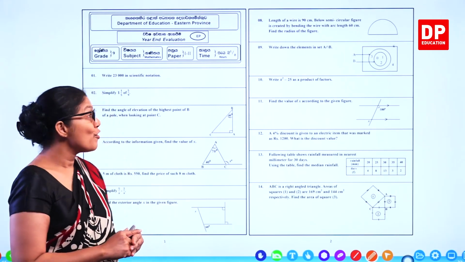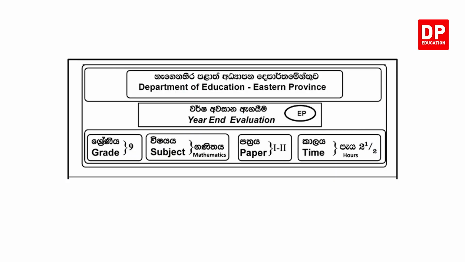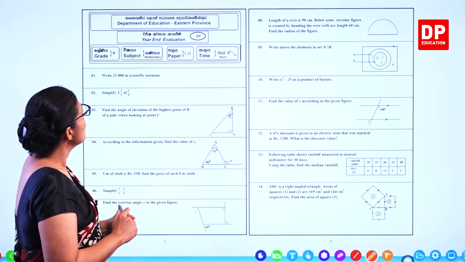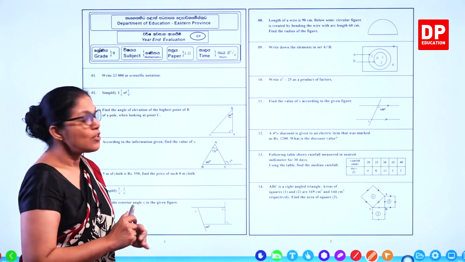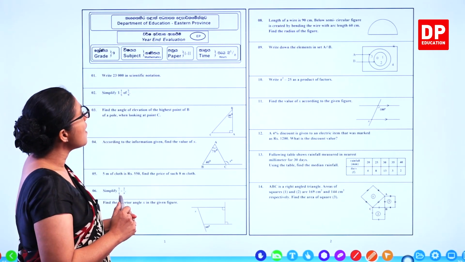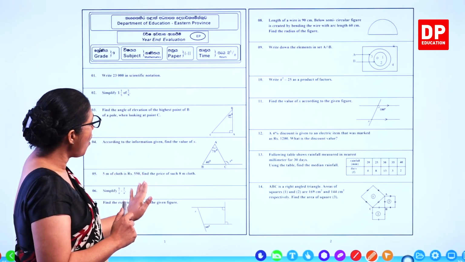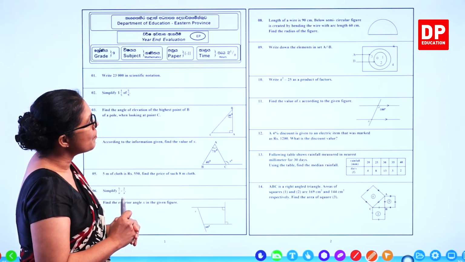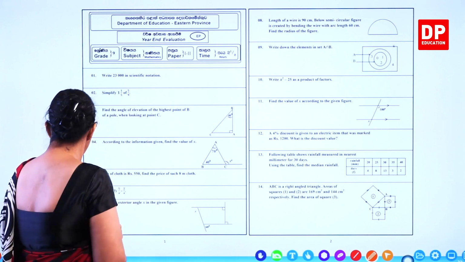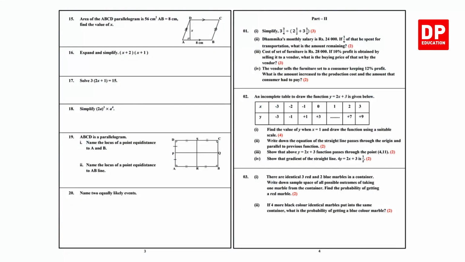Hello students, today I am going to do the grade 9 year-end evaluation, Department of Education, Eastern Province paper. You get 2.5 hours for that. You get part A, 20 short questions, and each question is worth 2 marks. Spaces are given, so you can answer all the questions in the space provided. On the first page, you get questions 1 to 7, the next page 8 to 14, and the third page 15 to 20, and then you get part 2.